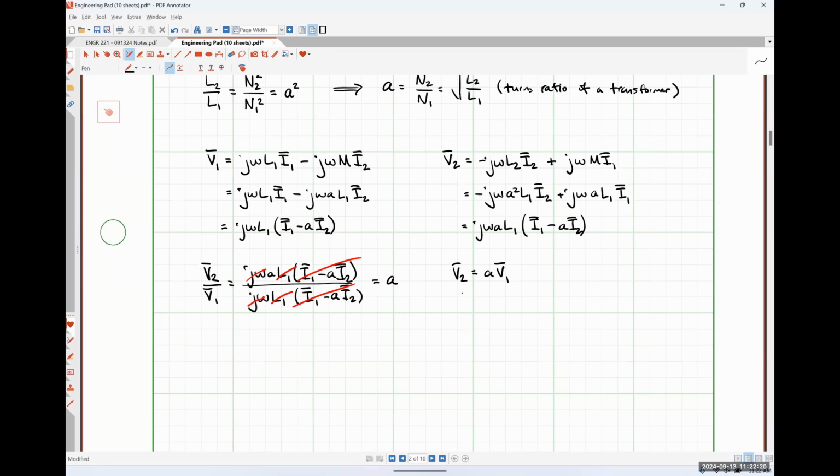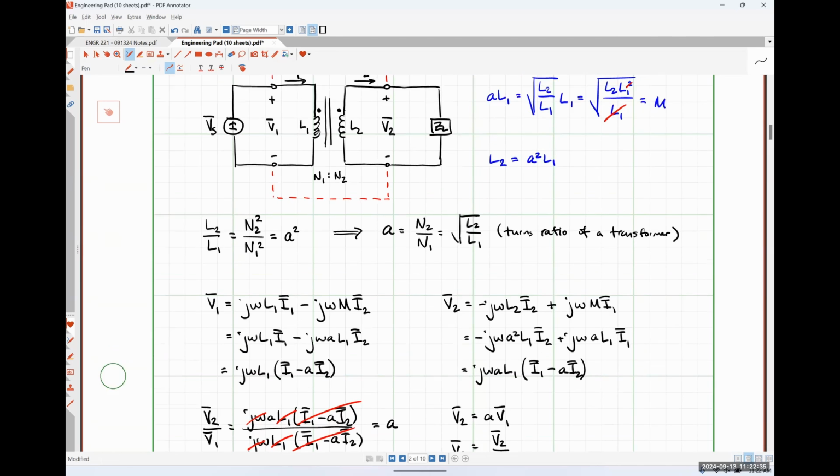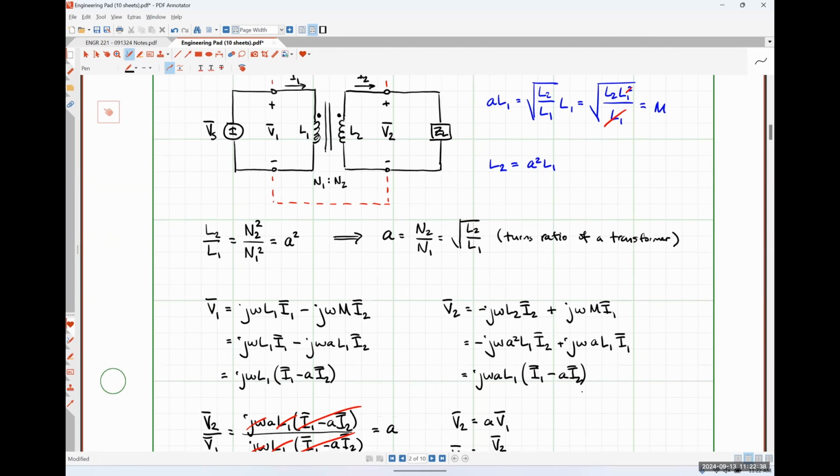And similarly, V1 is just V2 over A. Now, as it turns out, and I actually had to prove this to myself, if we change the direction of any of the currents, so if I1 is flowing in and I2 is flowing in, we'll get the exact same result for the voltage. If I1 is flowing out and I2 is flowing out, we'll get the exact same result. If I1 is flowing out and I2 is flowing in, we'll get the exact same result.